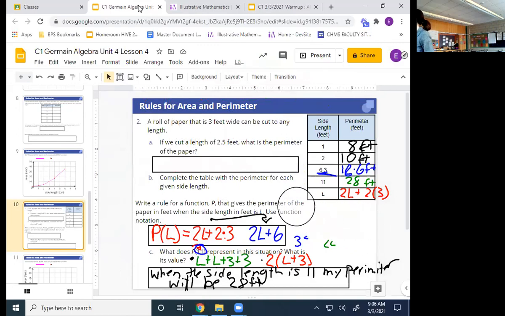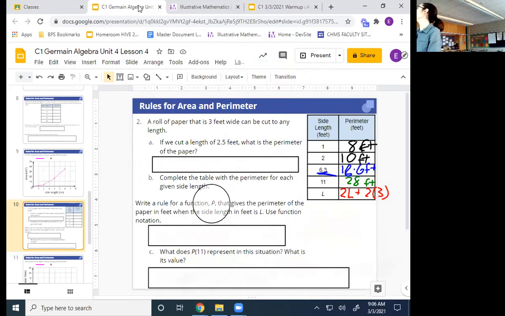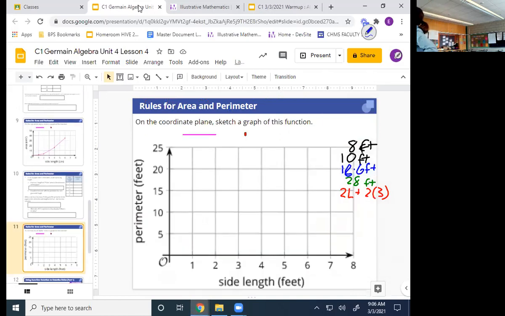Of these data points. So I'm going to erase. And we're going to move on to the next slide, and we're going to graph these data points here. 1, 2, 6.3, and 11. Okay, so I need to graph these data points here. Who can help me?